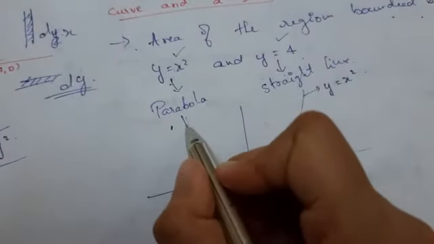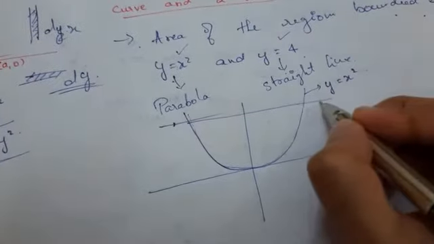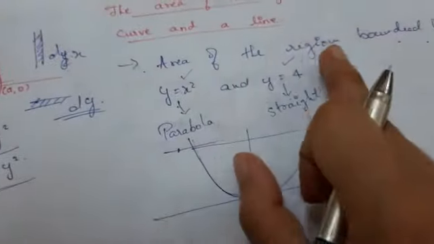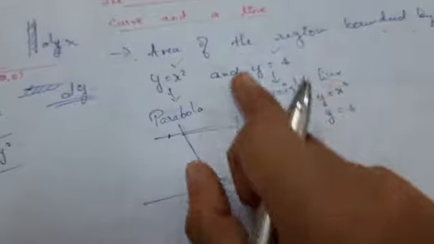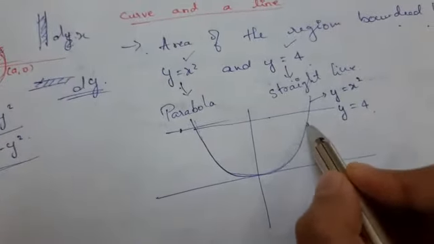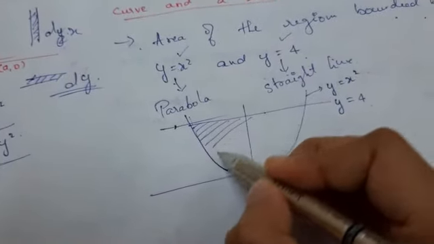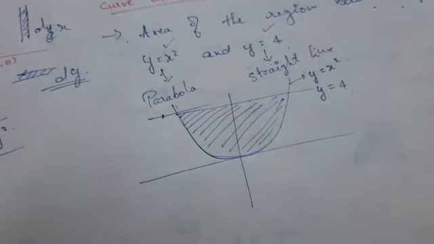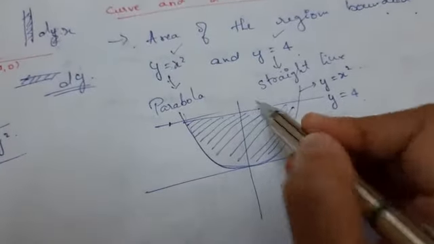Then next, y is equal to 4 means this is a line. So this is y is equal to 4. What they said is the region bounded by the curve y is equal to x square and the line y is equal to 4. So what is that region bounded by this curve as well as this line? We need to find the area of this one. This is nothing but the area, or the region, bounded by the curve as well as the line.